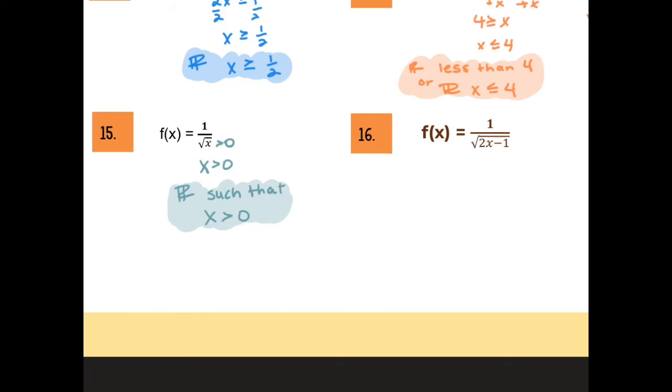For 16, I would set 2x minus 1 greater than 0. So 2x minus 1 is greater than 0. Add the 1. 2x is greater than 1. Divide by 2. X is greater than 1/2. So all real numbers such that x is greater than 1/2.